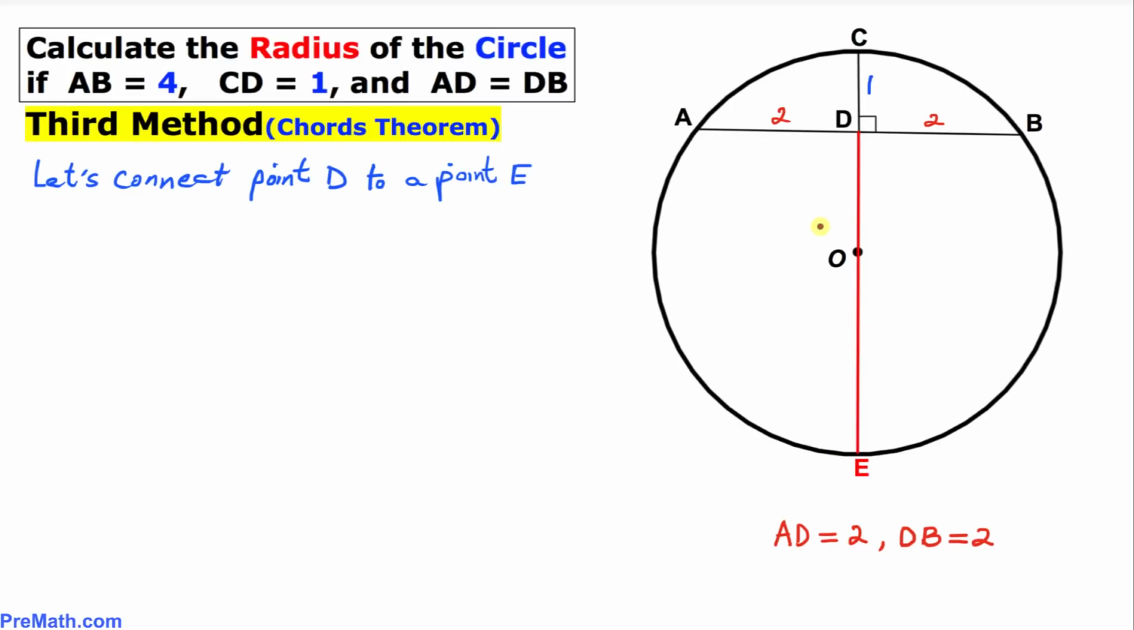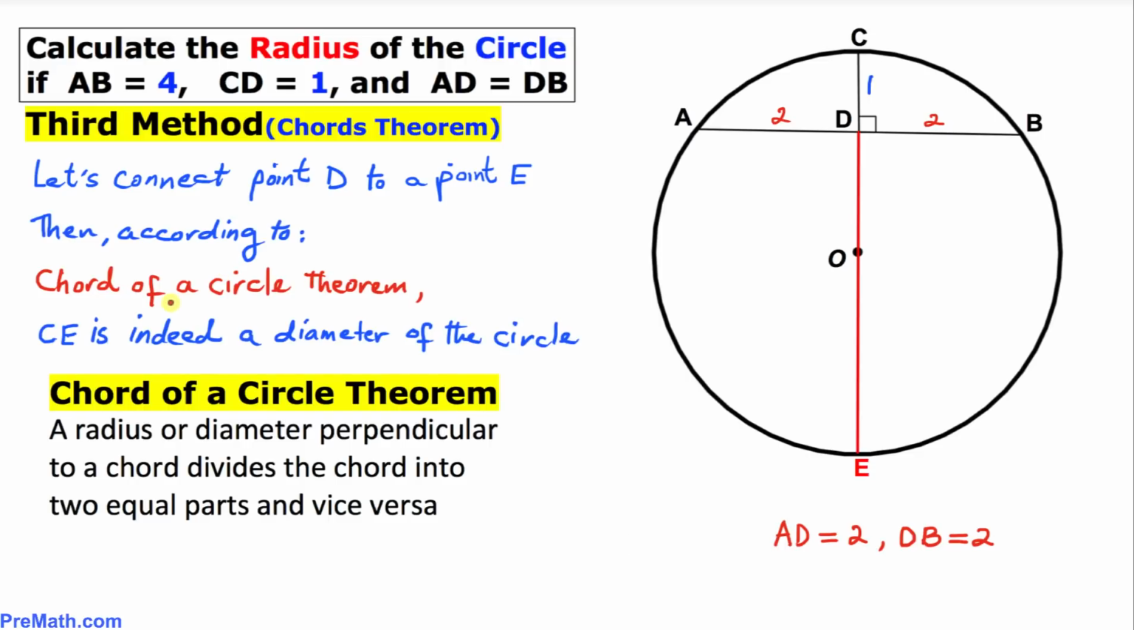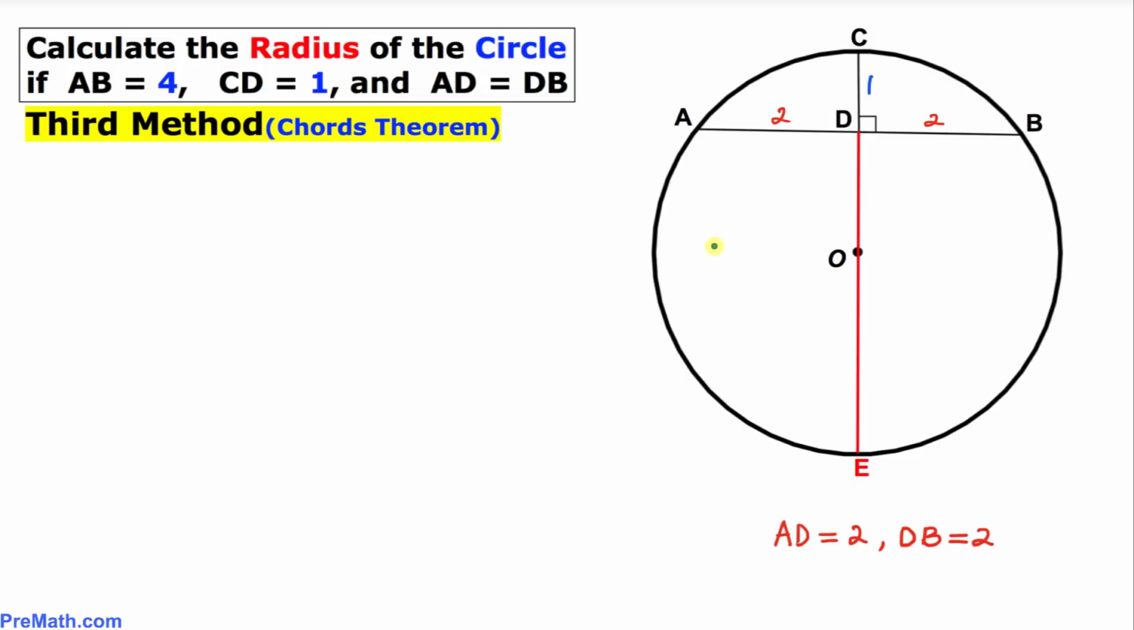And here is our much nicer looking graph. And once again, according to the chords of a circle theorem, this line segment CE is indeed passing through O. So therefore, that is the diameter of this circle. Now, once again, let's focus on this diagram. We know that this CE is the diameter. That means this is going to be 2R.